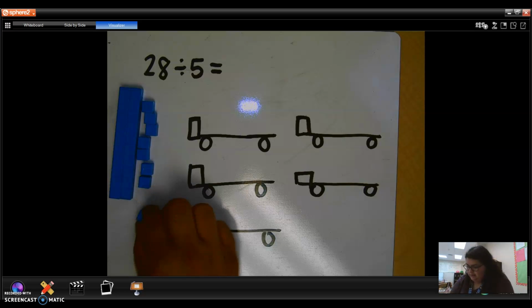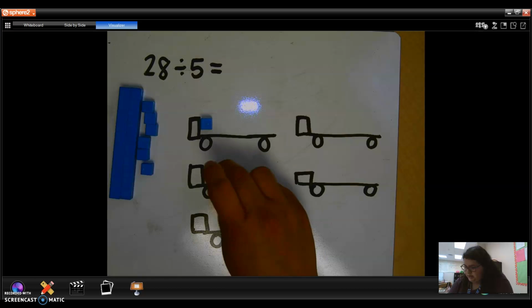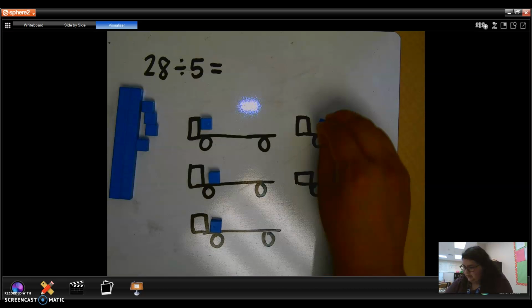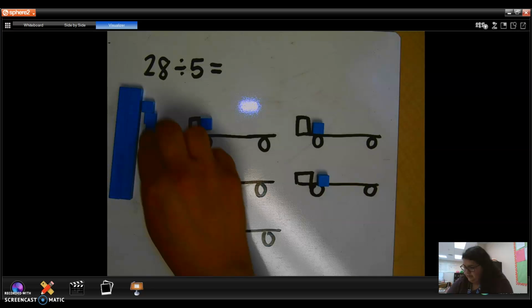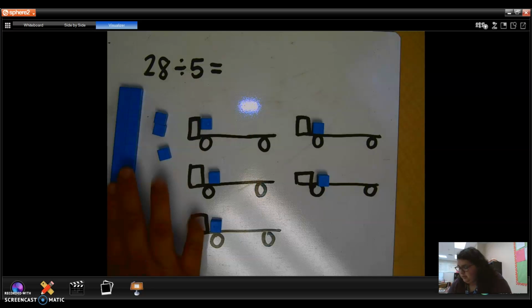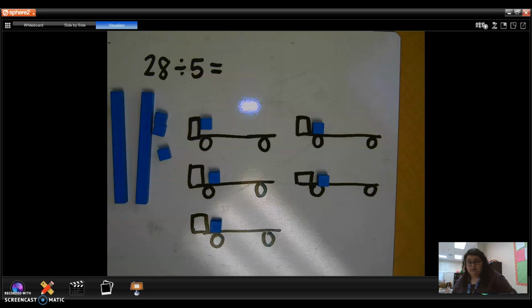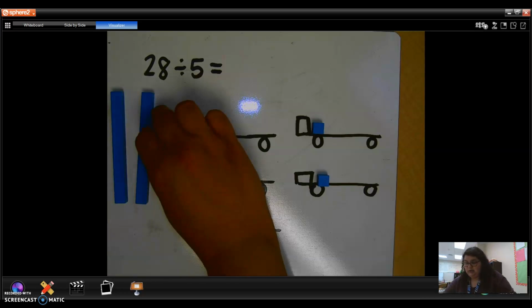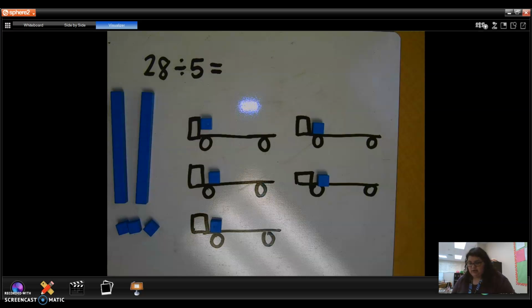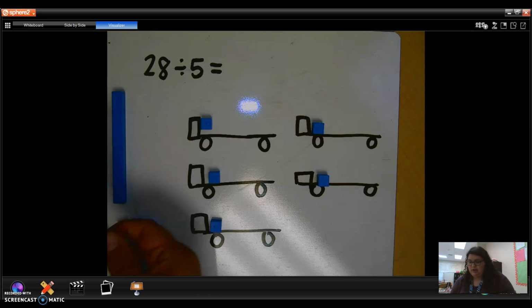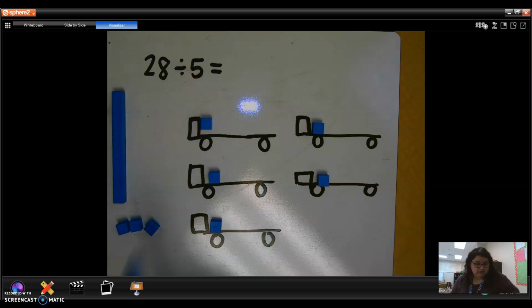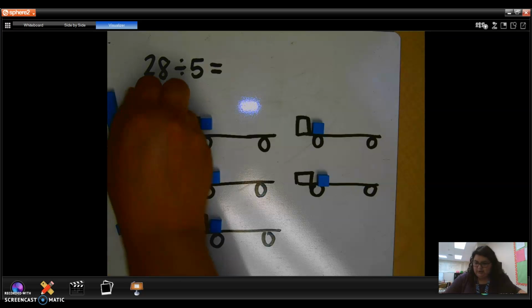So here I have obviously 1, 2, 3, 4, 5, and then I will have 3 left over. Well, here's the thing, I can't take these 10s and put them onto 5 trucks. There's only 2 10s, right? So far I still have 3. I have 1 on each truck, and then I have 23 left. So I'm going to take one of my rods and break it into 10 units. So I'm replacing a rod.